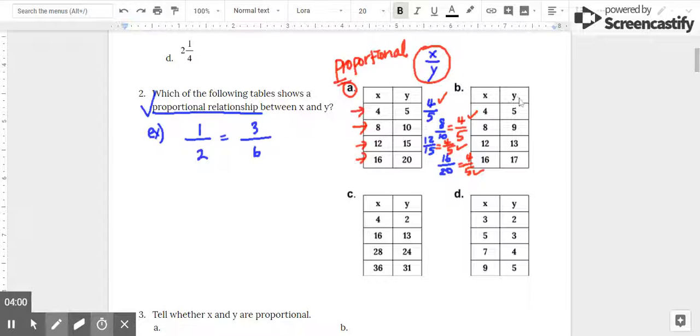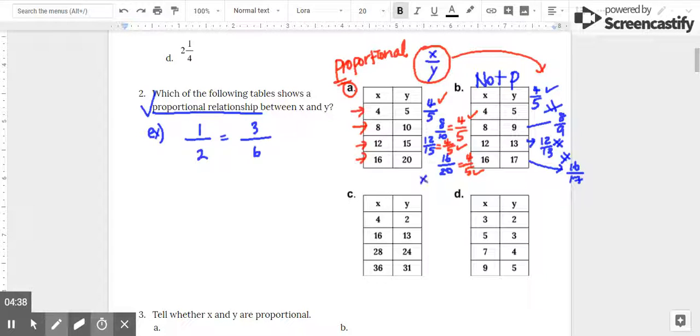So this is A. What about B? I'm going to do the same thing. X to Y, 4/5. This guy, 8/9. This guy, 12/13. This guy, 16/17. 4/5, 8/9. It's simplified, but they're not equivalent. And 12/13 is not equivalent. They're all different values. So B is not proportional. X and Y are not proportional.